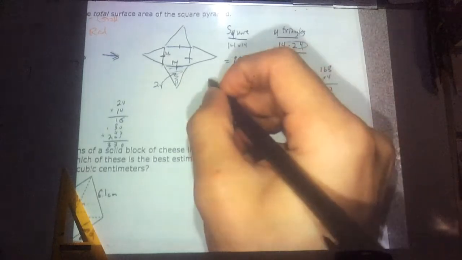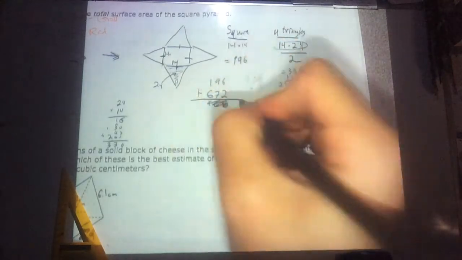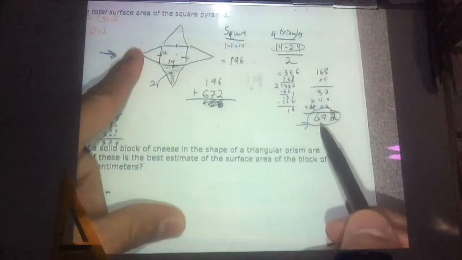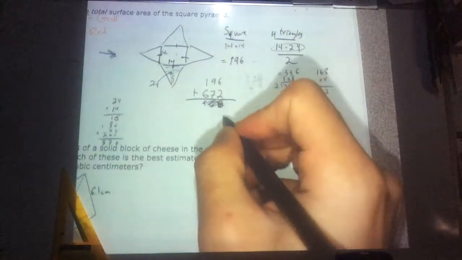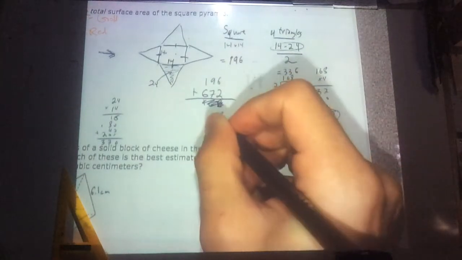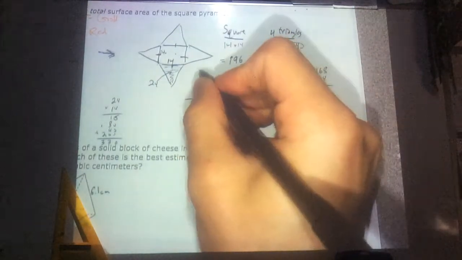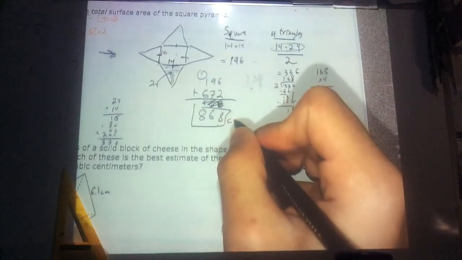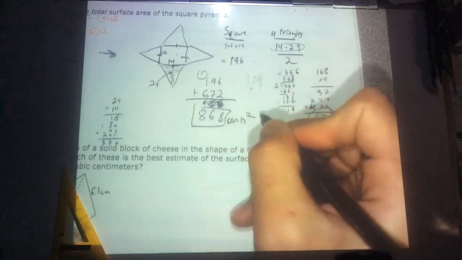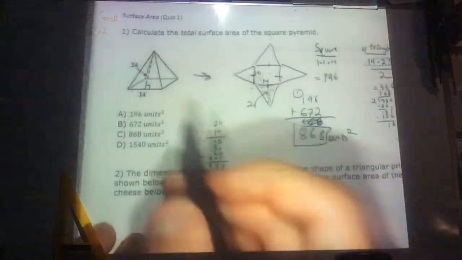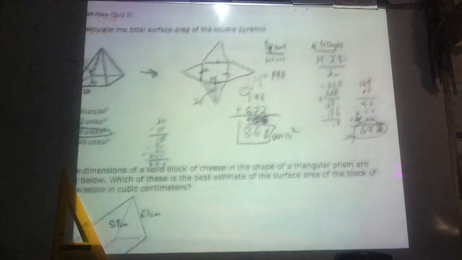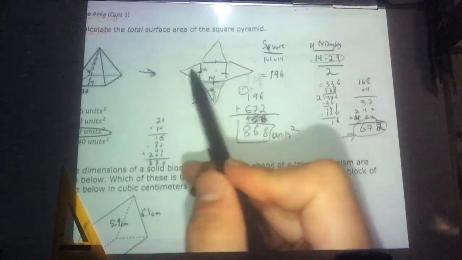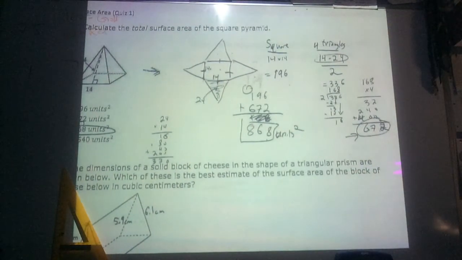Sorry, 196, because the area of the square is 196, and the area of the 4 triangles is going to be 672. So add them up together. That's going to be 8, 6, carry the 1, and 8. 868 units squared. And therefore my answer is C. If you're ever stuck, I suggest doing this. Open it up into the surface net so you can see and you can figure out the area of each shape.